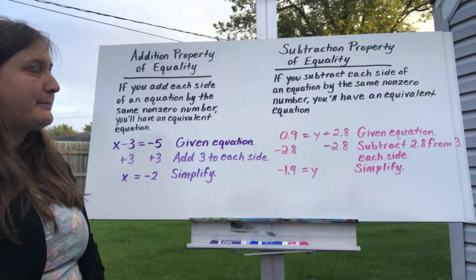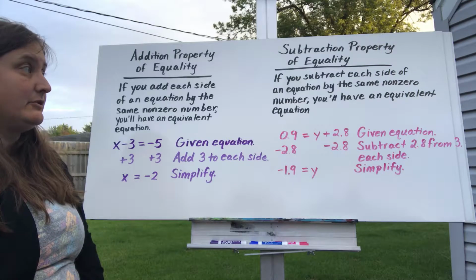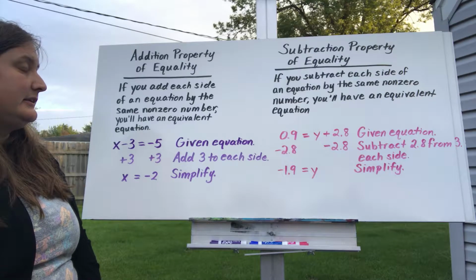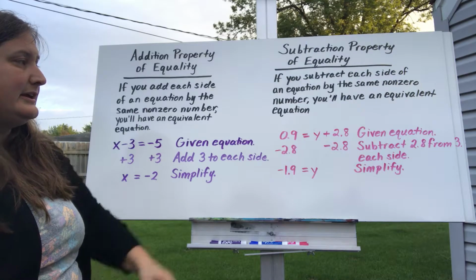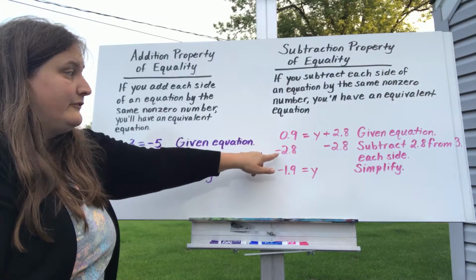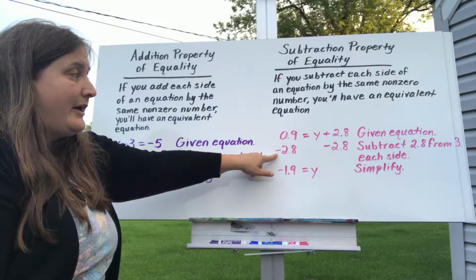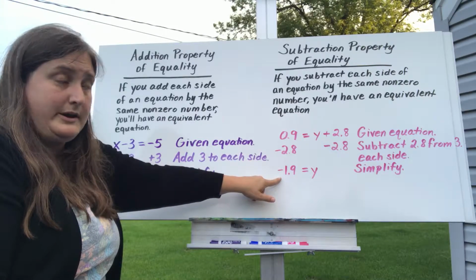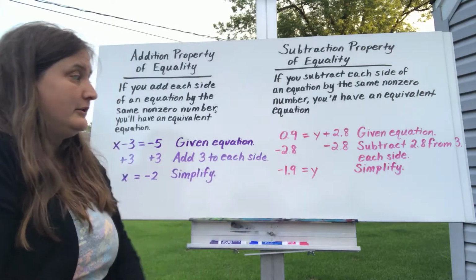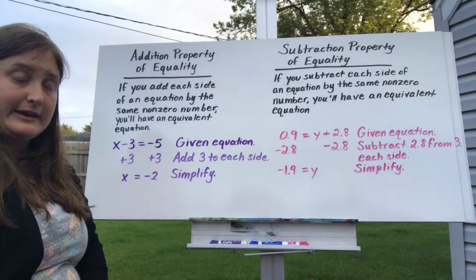The subtraction property of equality says if you subtract each side of an equation by the same non-zero number, you'll have an equivalent equation also. So in this case, the equation that's given is 9/10 equals y plus 2.8. So if I subtract the 2 and 8/10 from each side here, I'm left with negative 1 and 9/10. And over here, I'm just left with my variable, y. So in this case, after simplifying, y is equal to negative 1 and 9/10.